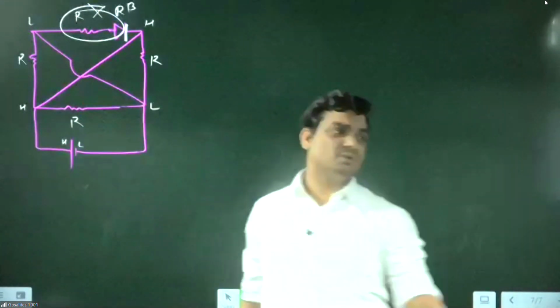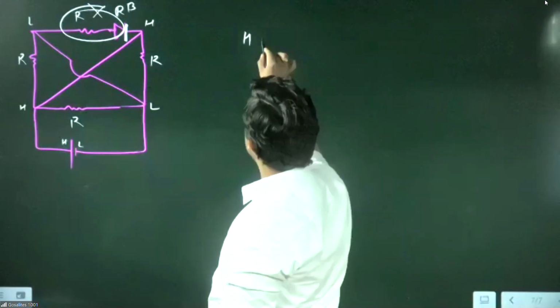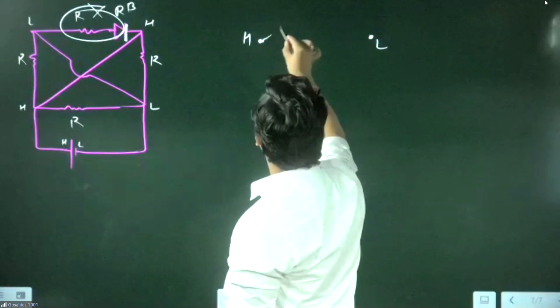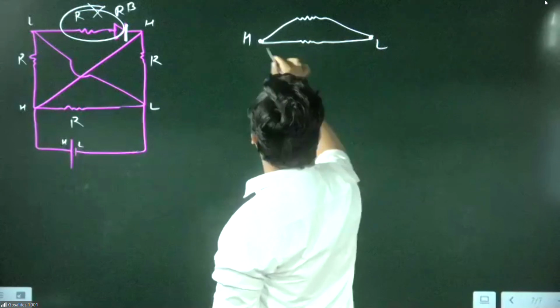How many will be left? Only 3 will be left, and all are between high and low. We can say this side high, this side low. All are between your high and low.